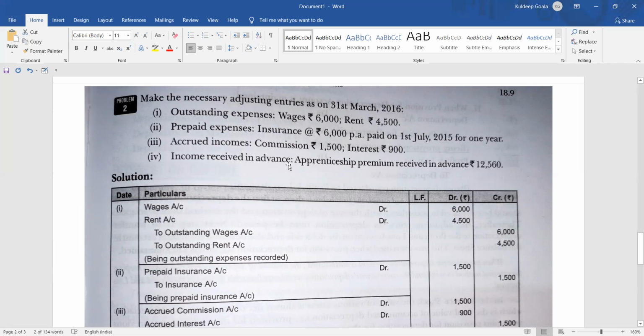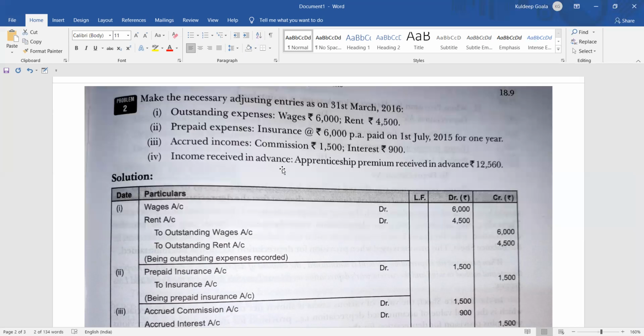So what will happen? Income received in advance will be our liability. So it is also a representative personal account, not settled, right? Income received, but the work has not been done. Since it is in advance, the work has not been done. Once this income is received in advance, it will be shown as a liability, a representative personal account, and a liability will show a credit balance, right?